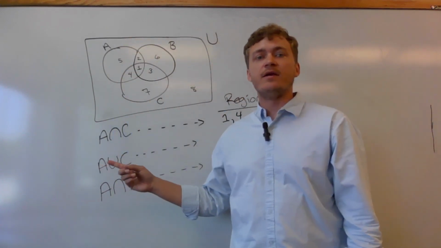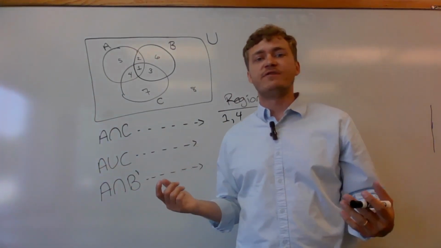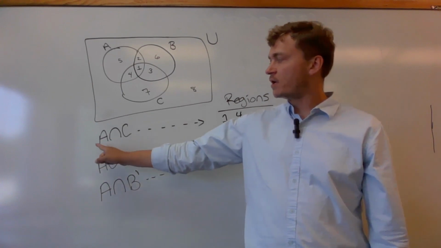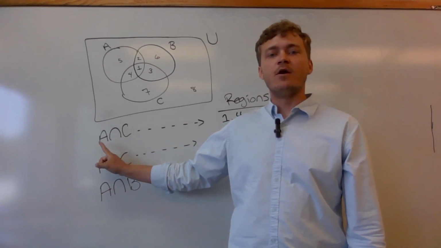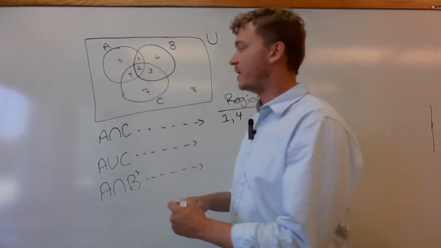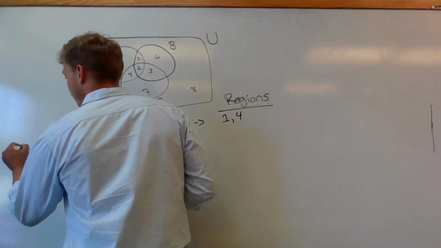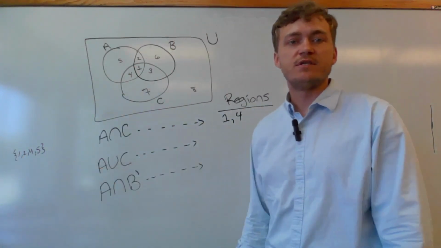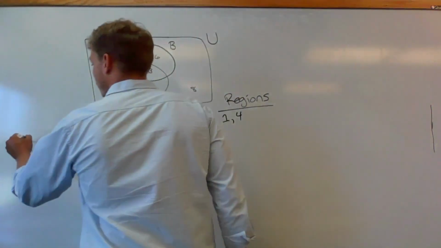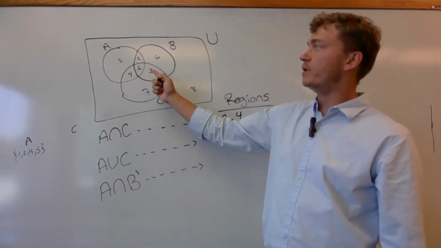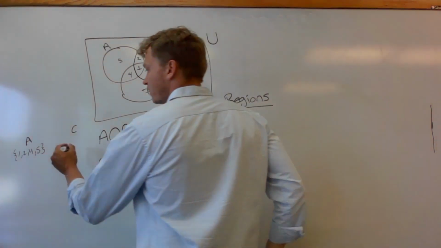Now we have A union C, right? That is, what are all the regions for A? What are all the regions for C? Bring them together. And really, before I get going, let's think about, if we skip back here, what are the regions in A? For A, we have 1, 2, 4, and 5. Those are our regions for A. Well, what about for C? C contains the regions 1, 3, 4, and 7.